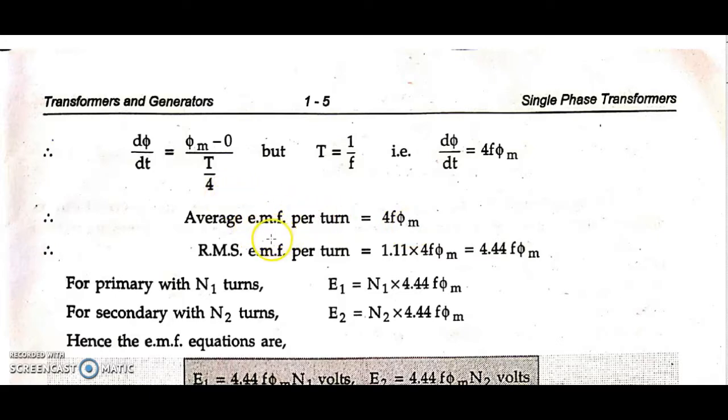So we are actually interested in the calculation of RMS EMF per turn. So we need to multiply 1.11 to the average EMF per turn, so that we will get the RMS EMF per turn. Whatever values we see in the voltmeter or any multimeter are all RMS values. The RMS value is actually DC equivalent, so the value of this as well as the DC will be the same. Now you are wondering why we need to multiply 1.11. I will tell you this.